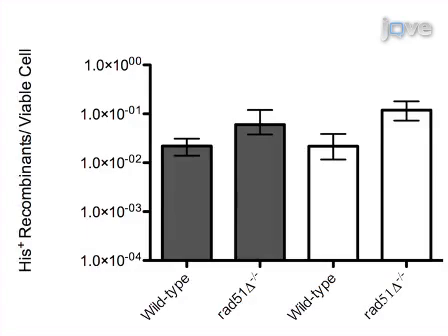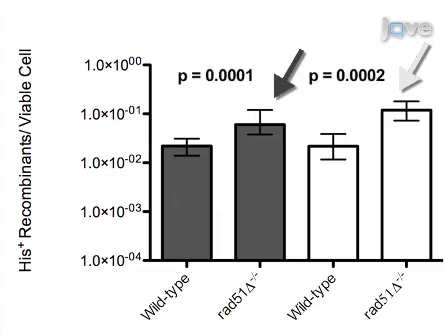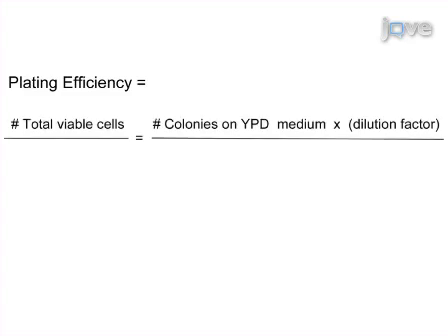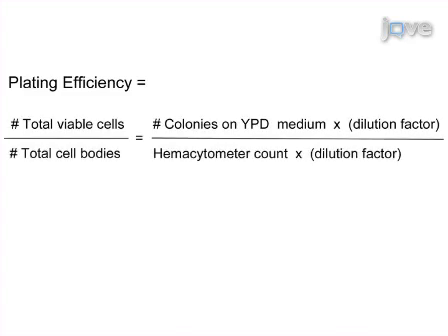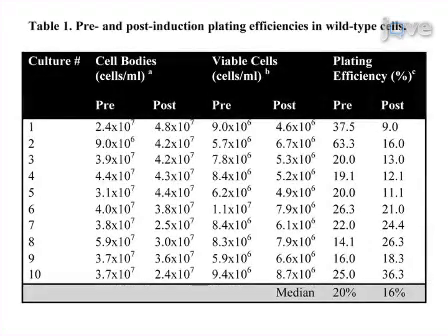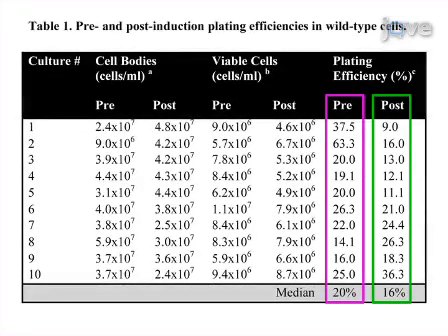As shown in this representative graph, the translocation frequencies obtained both selectively and non-selectively with the rad51 delta null homozygote were statistically different from those obtained using the corresponding conditions with the wild-type strain. Both pre- and post-induction plating efficiencies are determined by dividing the total number of viable colony-forming cells by the total number of cell bodies in the culture determined by hemocytometer count. As shown in this table, pre- and post-induction plating efficiencies were not significantly different for wild-type cells, which suggests that the presence or absence of either translocation chromosome does not affect the ability to survive DSB formation.